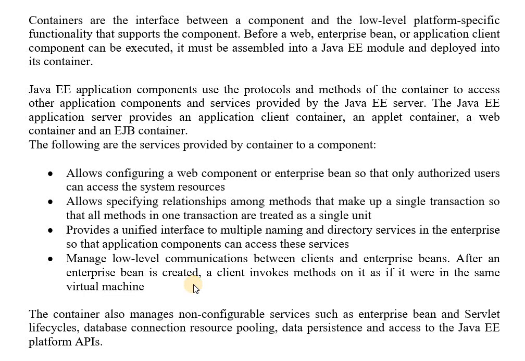Any low-level communication that happens between the client and the enterprise bean, invoking the method. Enterprise beans have callback methods. The invocation of these callback methods is done by the container and not by the client. So, the container also manages certain services of enterprise beans and servlet life cycles. It also manages database connection, resource pooling. It also manages data persistence. It allows you to access the Java EE platform API, and so on and so forth.